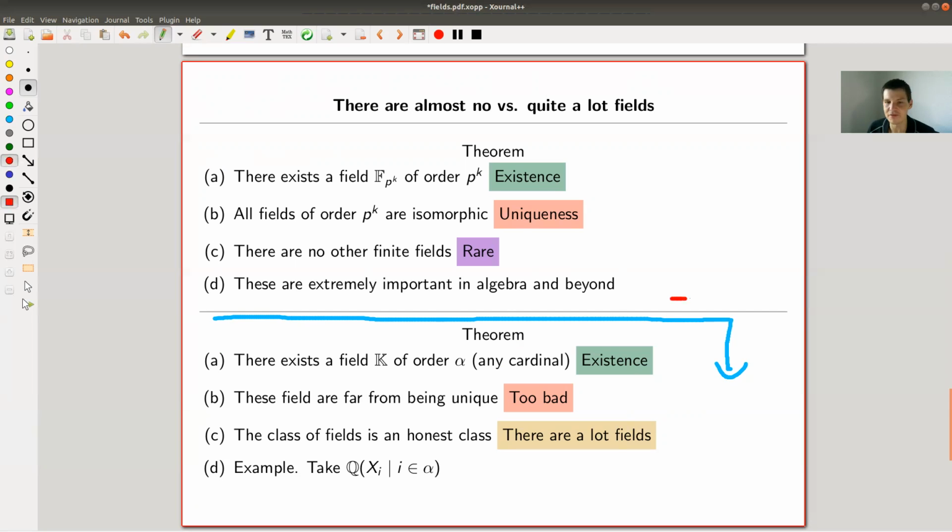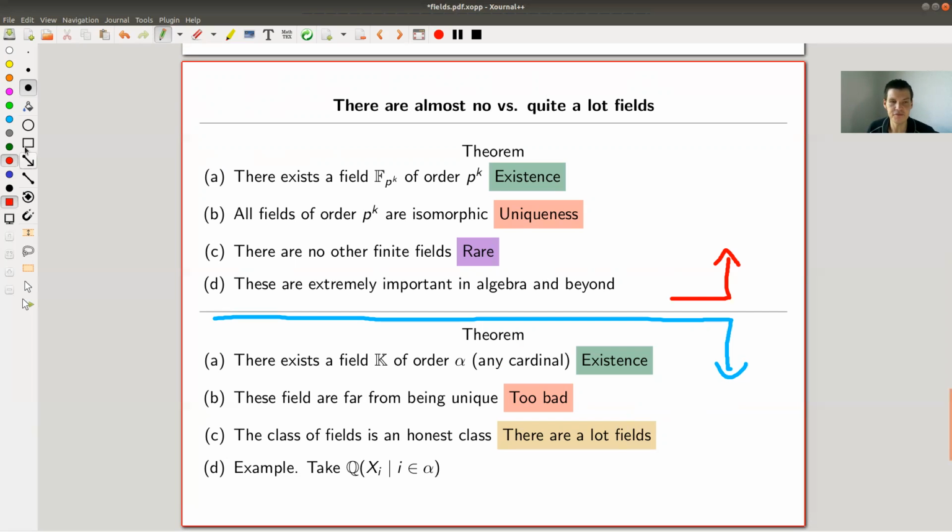The top theorem is, from the viewpoint of algebra, the important theorem. Of course, you can't really tell what is an important theorem or not, because it really depends. But anyway, from the viewpoint of algebra, the top one is certainly more important than the bottom one. Just to be sure, because I want to sell the slogan that fields are rare, there are quite a few fields. So the theorem is: for any cardinal, there exists a field of that size. If you don't know what a cardinal is, it's a measure for very, very large sets.